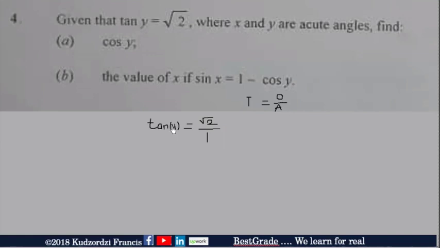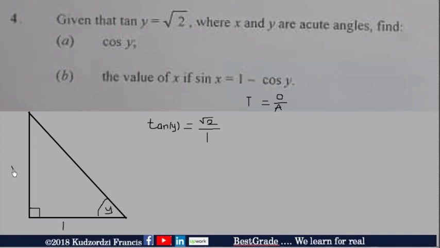So let us represent this on a right angle triangle. So this is our right angle over here. Then we can represent our angle y over here or here. So let's maintain this one. So the adjacent to this side is 1 and the opposite is root 2.